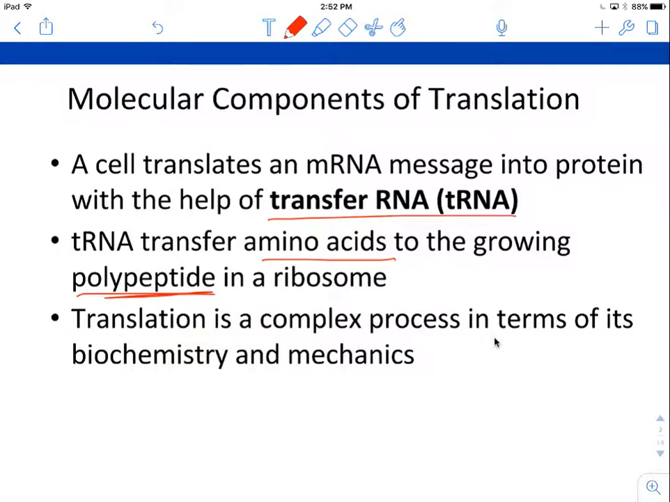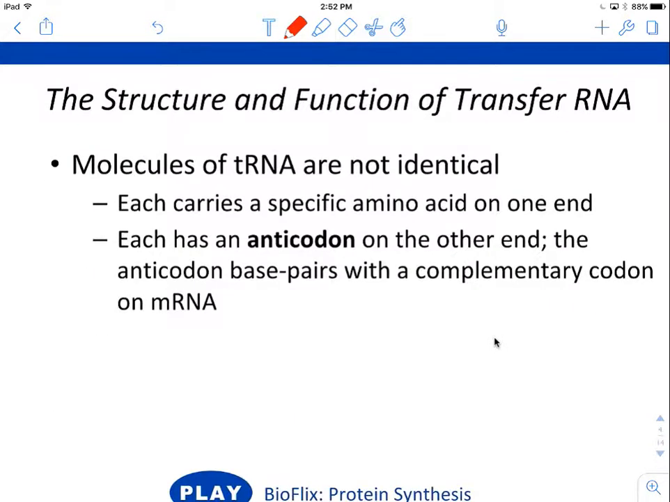Translation is a pretty complex process, but we're going to try to explain it as simply as we can, and it's important to understand all the different components before we move on to how the process actually works. So let's look at tRNA.